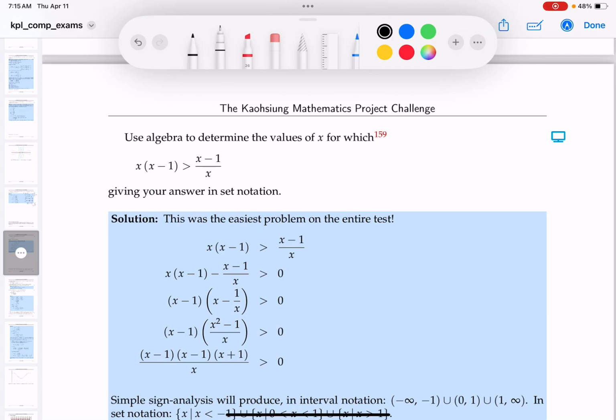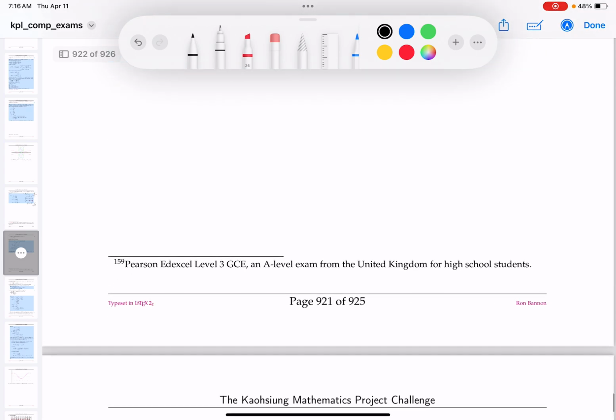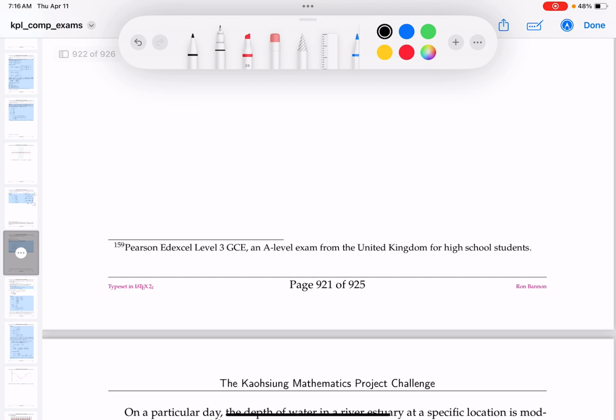Okay, this is a test question. It's the first one. It's the easiest one on the exam, by the way. And just to give you an idea where it comes from, Pearson, you probably know the name Pearson as a publisher. They also read a lot of exams, by the way, for schools. And this comes from the United Kingdom.